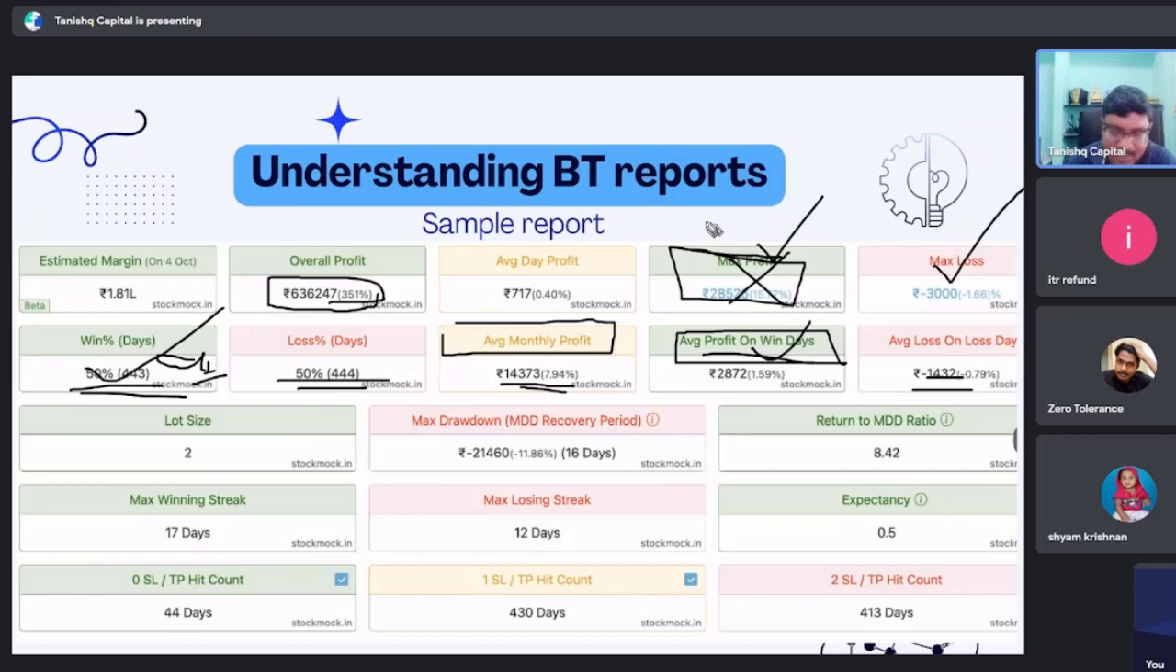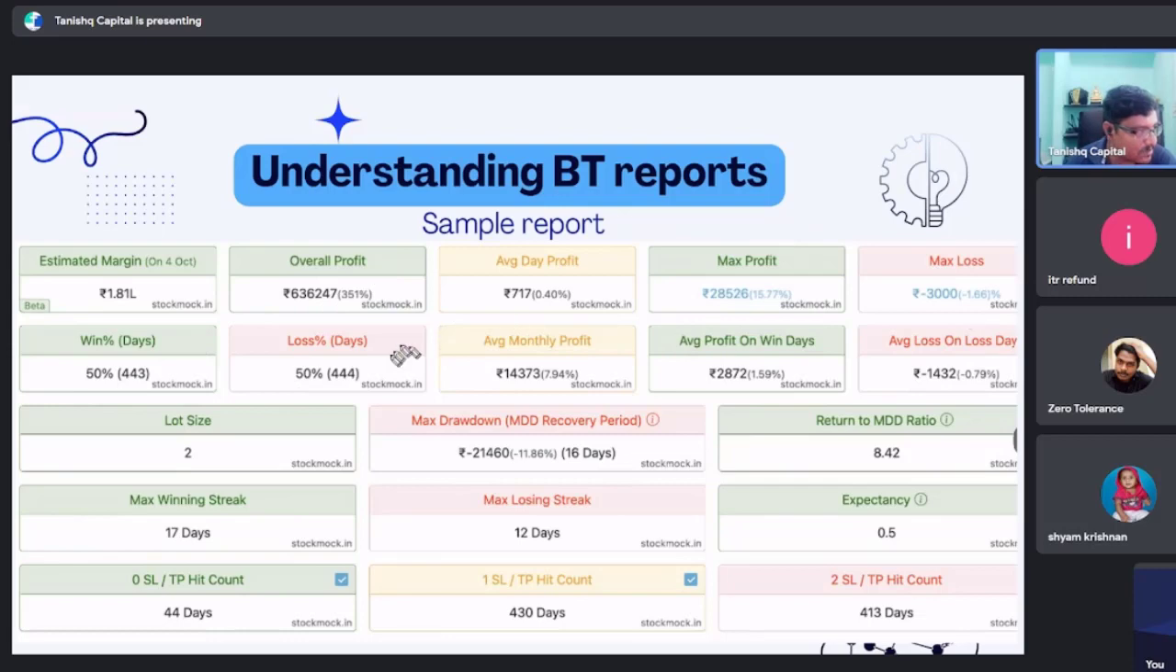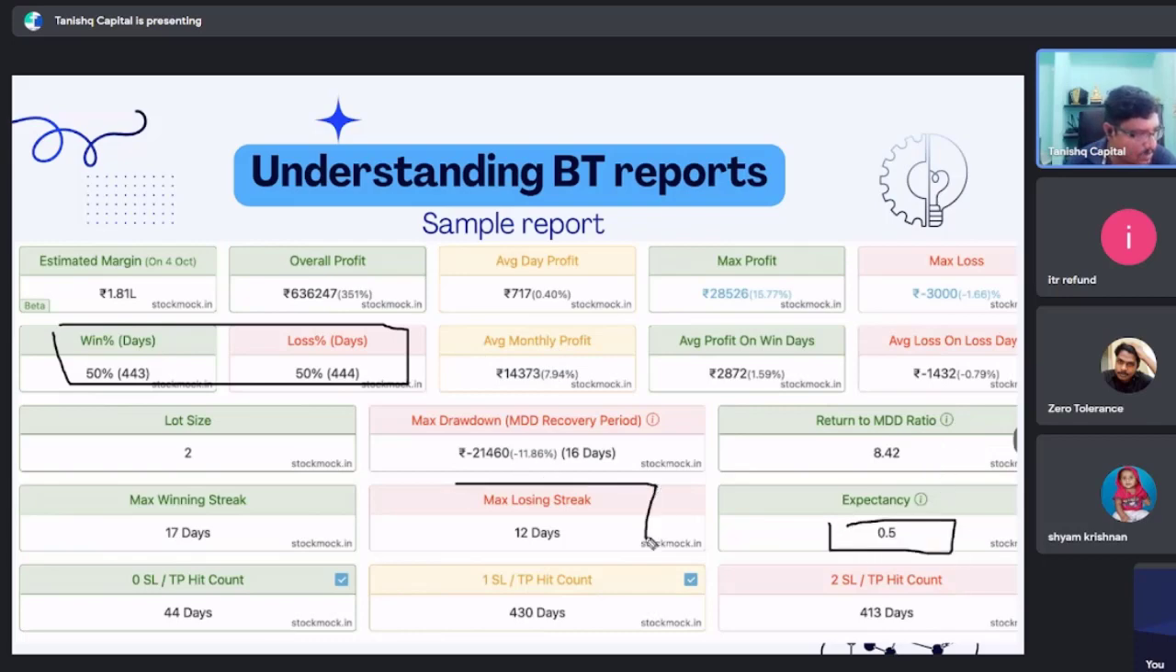Sometimes what will happen is it will sell a 10 rupees call. So 90% of the time you will make money, but one day 10 rupees will become 100 rupees. On that day you will lose all the money you earned over 2-3 months. So win percentage and loss percentage don't matter for me. Generally what I concentrate on is expectancy, then max losing streak, and then these.